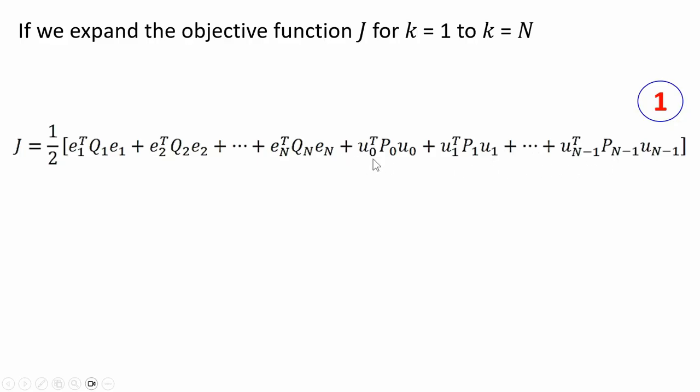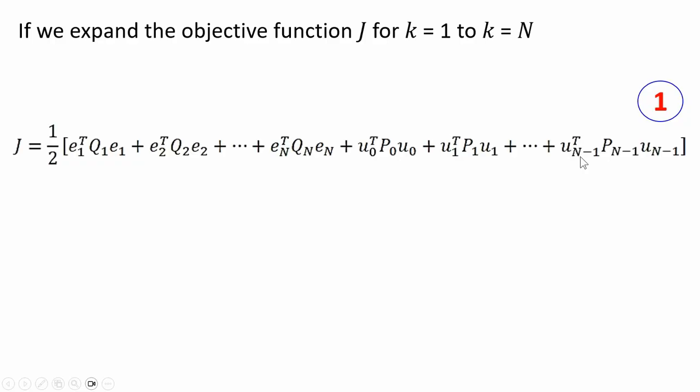Here this starts with 0, not with 1 as in the error signal, because here we have the index k minus 1. So if you put k equals 1, then 1 minus 1 is 0 and so on. And if you put k equals N, the last index, then it will be N minus 1.